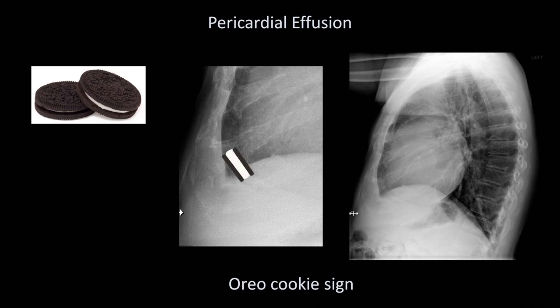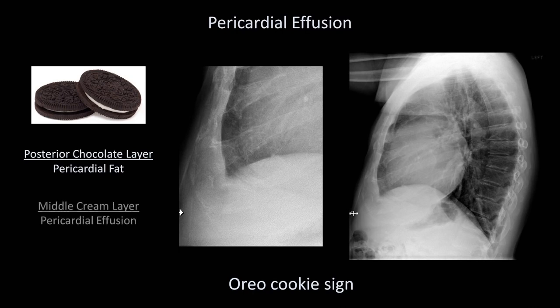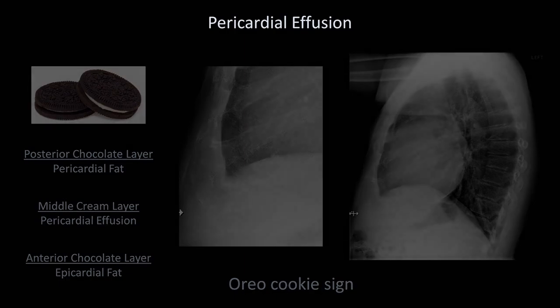It's not normal to have 3 layers discernible here, so what's responsible for each? The posterior chocolate layer, which is relatively radiolucent, is the pericardial fat. The middle cream layer, which is relatively radiodense, is a pericardial effusion. And the anterior chocolate layer is the epicardial fat. This sign exists because fluid absorbs ever so slightly more X-rays than fat does.